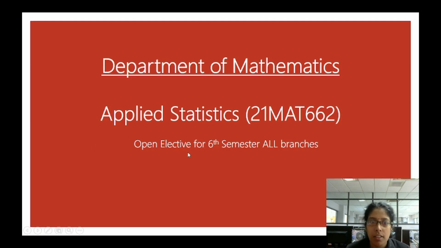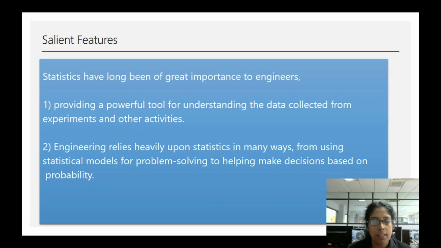I'm Anjana Joshi from the Department of Mathematics. We have floated an open elective for the sixth semester students across all engineering branches. The name of the elective is Applied Statistics. To start off, let us look at the salient features of statistics, why we have to study statistics, and what is the importance of statistics for engineers.